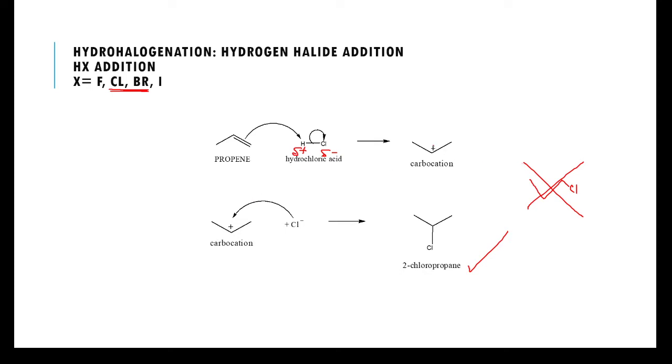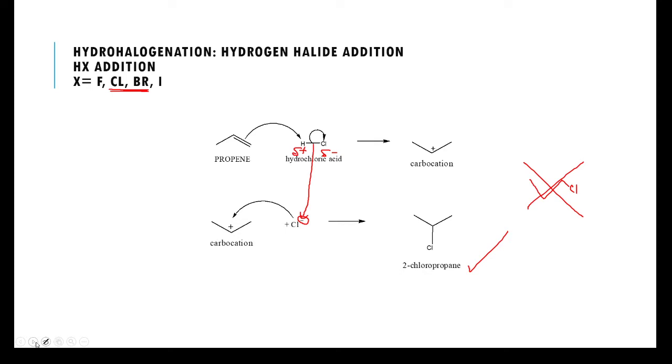Carbocation forms. Nucleophile is now left over because it was created by the removal of the hydrogen. Electrons went to chlorine. Chlorine gets the minus charge because of these electrons. Now chlorine is free to attack the carbocation, and we end up with, again, 2-chloropropane. So that is, again, following the general mechanism, but this is known as hydrohalogenation.